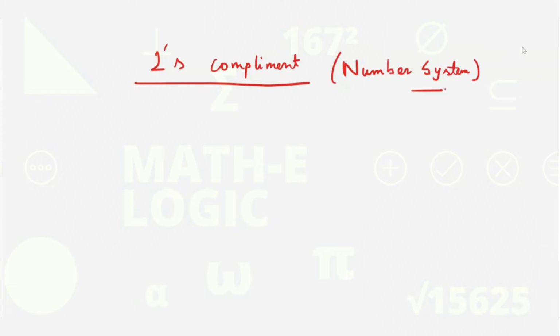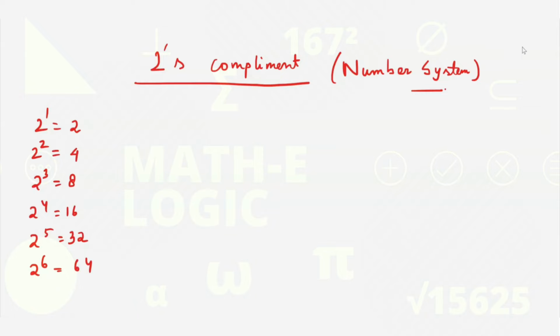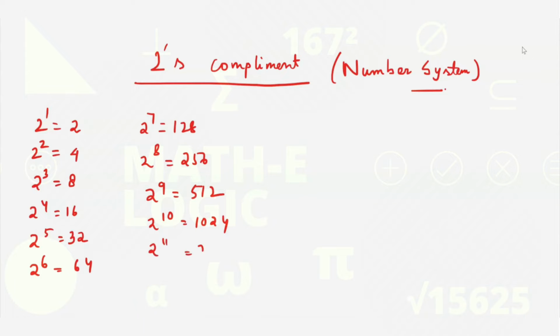Okay, so let's start. It's a number system problem. First of all, you have to know the series, the pattern. 2 to the power 1 equals 2, 2 square equals 4, 2 cube equals 8, 2 to the power 4 is 16, 2 to the power 5 is 32, 2 to the power 6 is 64, 2 to the power 7 is 128, 2 to the power 8 is 256, 2 to the power 9 is 512, 2 to the power 10 is 1024, 2 to the power 11 is 2048, and 2 to the power 12 is 4096.